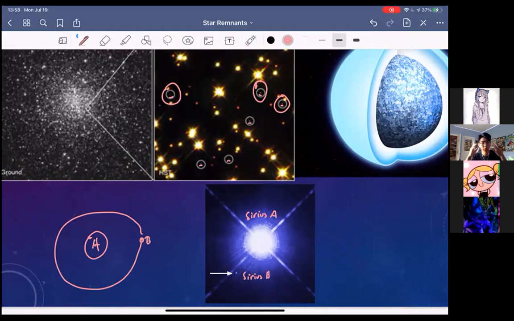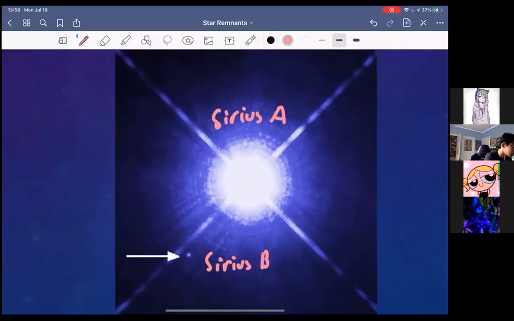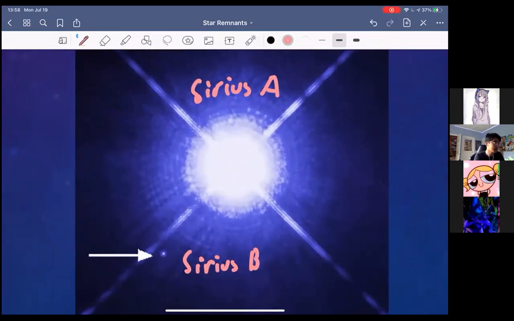Sirius A is still a really bright blue star, but Sirius B is a really, really old white dwarf. So that's what we see in this picture here. That's why Sirius B is so much smaller, because as you can imagine, a full-fledged main sequence star is a lot bigger than a white dwarf. But I think it's pretty cool that we actually have an image of Sirius B, of this white dwarf.